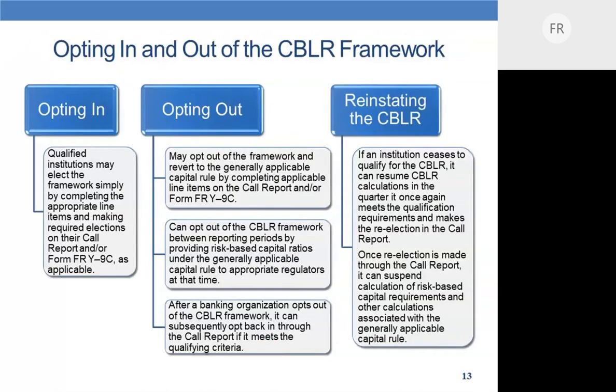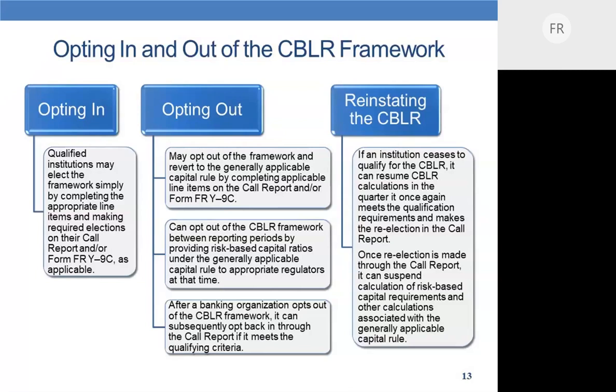Slide 13 shows how an institution would opt in and out of the framework in a little bit more detail. Institutions meeting the qualifying criteria can opt into the framework by completing the appropriate line items and making required elections on their call report and or Form FRY9C as applicable. Similarly, to opt out of the framework, a qualifying institution can revert to the generally applicable capital rule by completing applicable line items on the call report and or Form FRY9C.